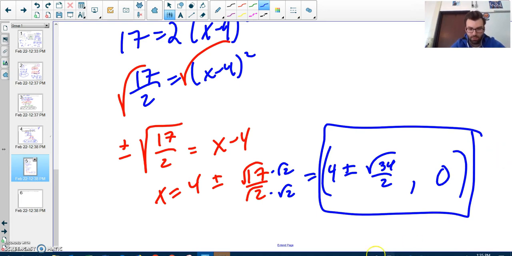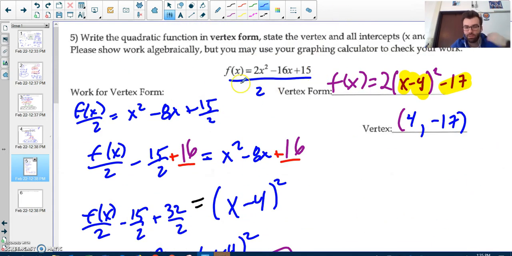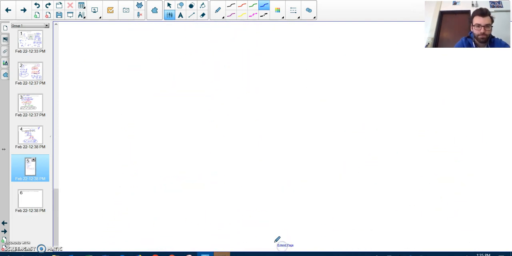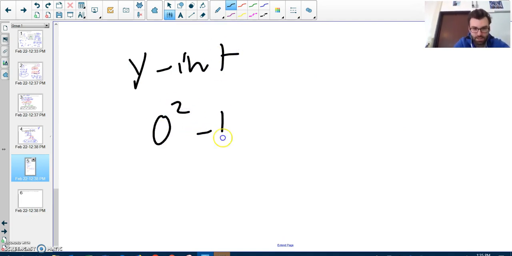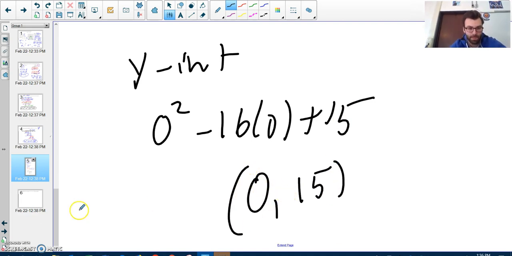Okay. For the y-intercept, I'm going to plug 0 into my original function here. Okay, if I plug 0 in for x, back into my original, I get 0 squared minus 16 times 0 plus 15. So my y-intercept is 0, 15. Okay.